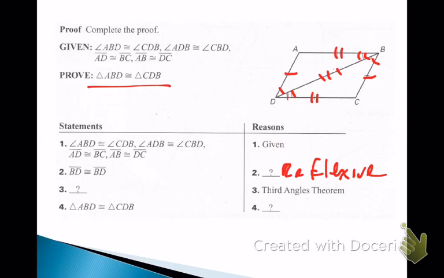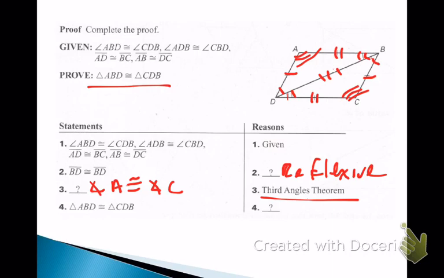Okay? But the reason 3 here suggests that we use the third angles theorem. Well, in our two triangles, we've got two angles congruent to two angles, and so the third angles theorem says that if that's the case, then the third angles are going to be congruent to each other as well. So we can go ahead and say that angle A and angle C are congruent because of the third angles theorem, at which point we'd mark our picture with some arcs.